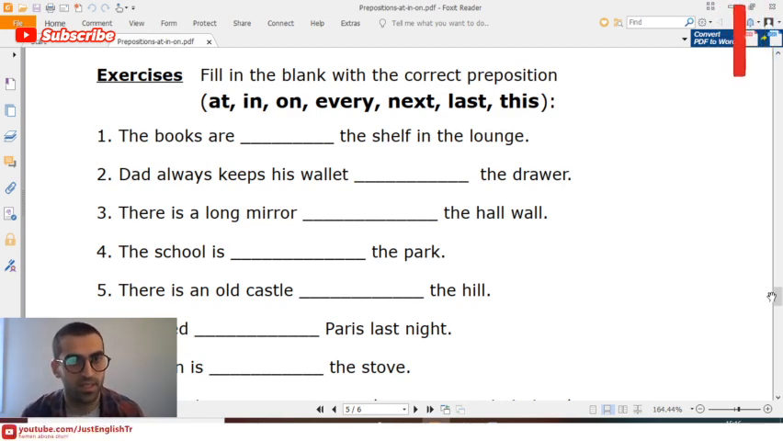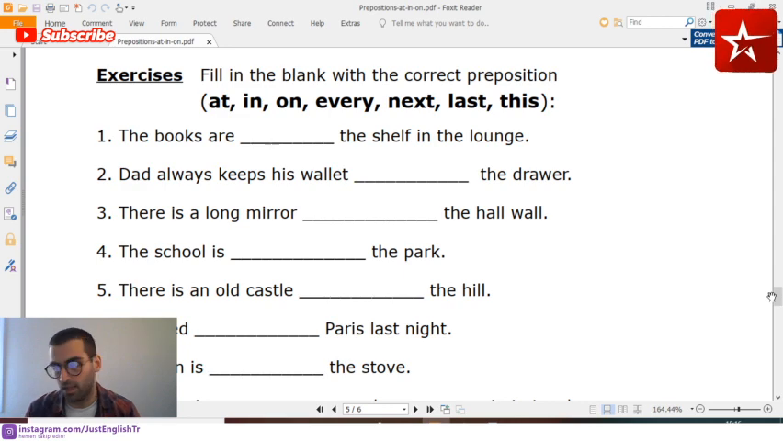Number 5. There's an old castle. Blah blah blah the hill. I'm waiting for your answers for number 5. There is an old castle. Number 5, they say on.